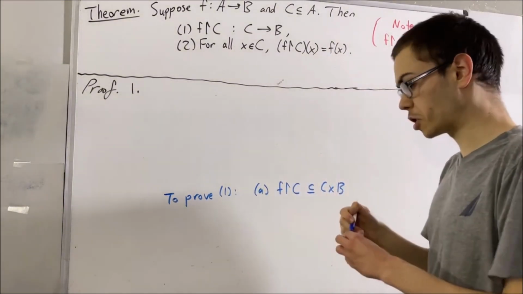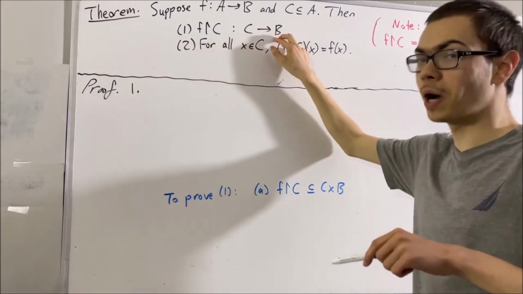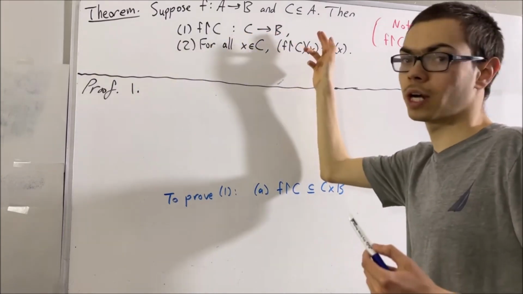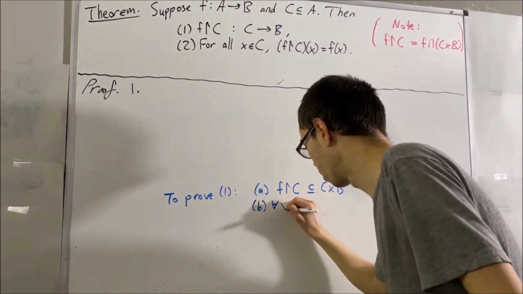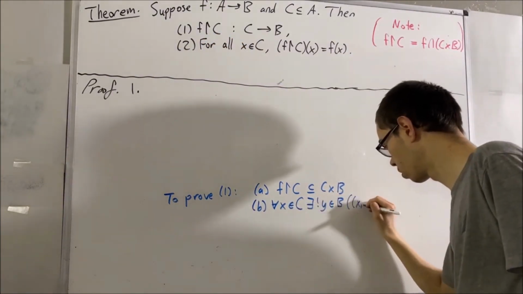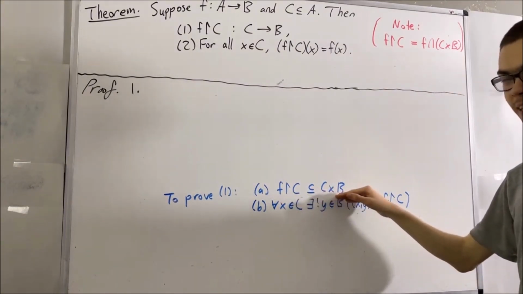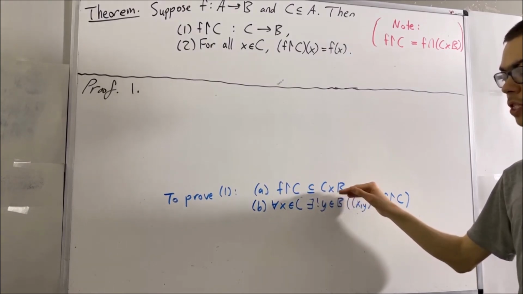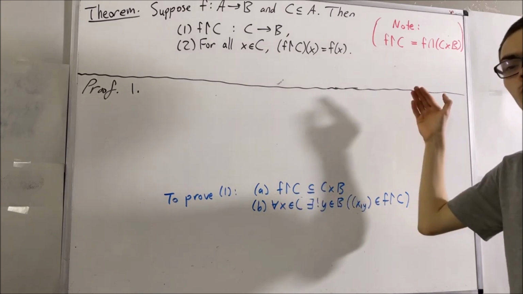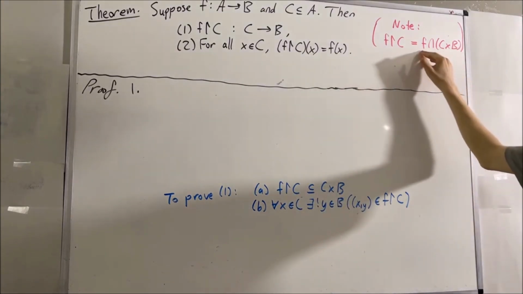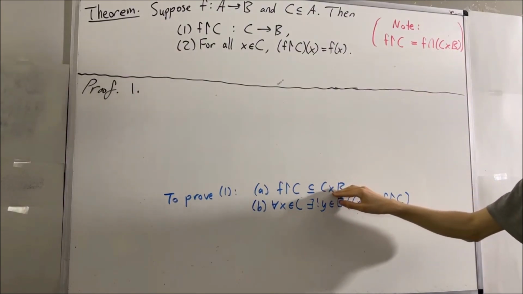And second, we have to show for all elements x in C, there is a unique element y in B such that x comma y is an element of f restricted to C. Now, this first statement is pretty easy to see on its own, because if you consider any element of f restricted to C, then by definition, you're an element of f and you're an element of C times B. Therefore, you're an element of C times B.